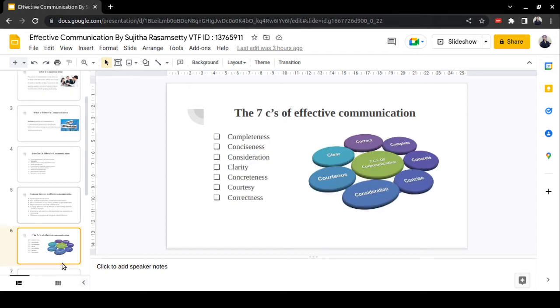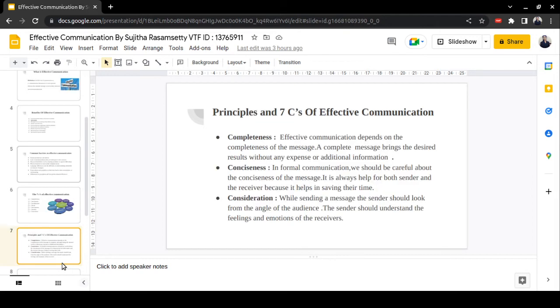Now let's discuss the 7 C's of effective communication. These 7 C's are really very good in order to get a good grip on effective communication. Let's discuss what those 7 C's are here. Completeness, conciseness, consideration, clarity, concreteness, courtesy and correctness. The first principle of the 7 C's of effective communication is completeness.